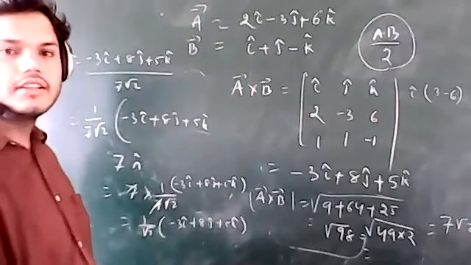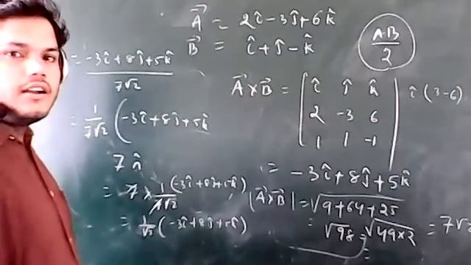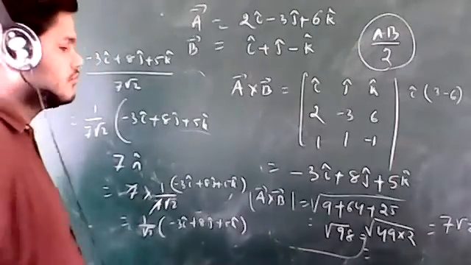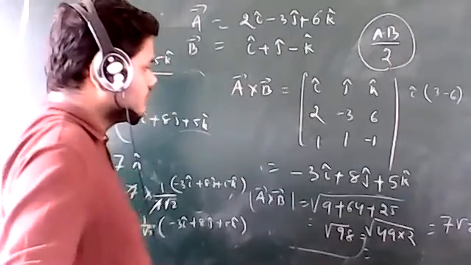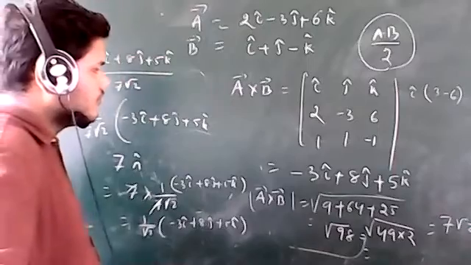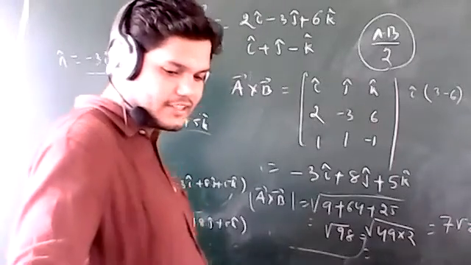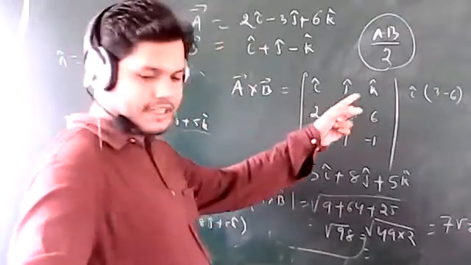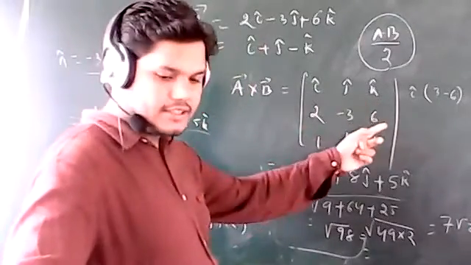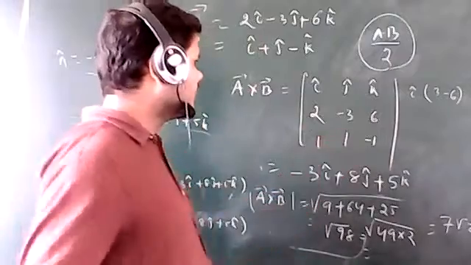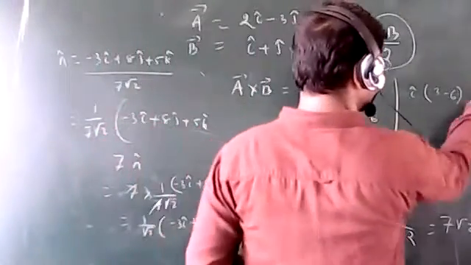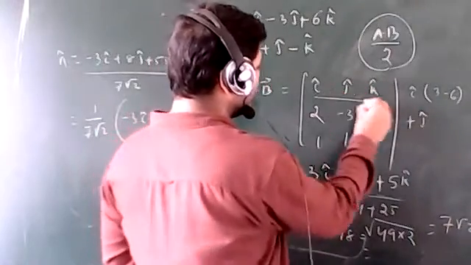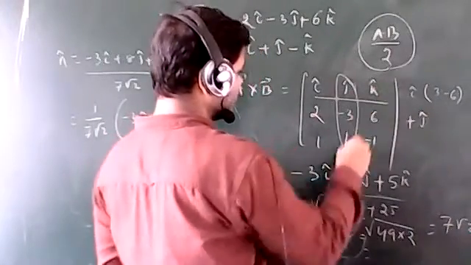Yes, Ron, you are asking something? Sir, when you found J cap, if you multiply, minus 8 will come, sir. Can you check? Minus 8, not plus 8? What you have written in the question: i cap, j cap, k cap, 2 minus 3 6, and 1 1 minus 1. And J cap, if you are solving J cap, you can see that you have to ignore this row and also you have to ignore this row also. Yes or no?